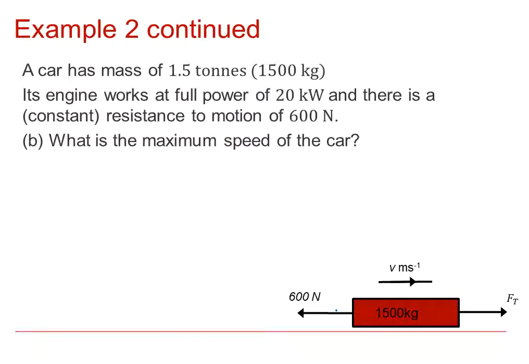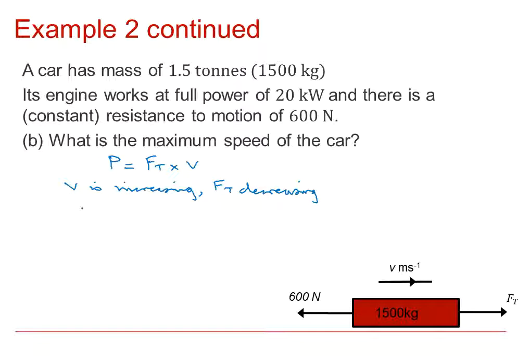Now we want to find the maximum speed of the car during its journey. So it's worth just thinking about the scenario here. We know that P is the tractive force times the speed. We've been told that the power is constant, and we know that the speed is increasing. Therefore, the tractive force must be decreasing. So V is increasing, and the tractive force is decreasing because the power is constant.